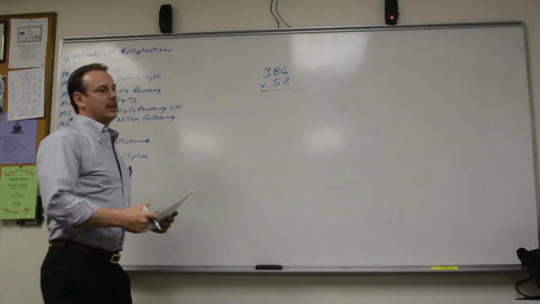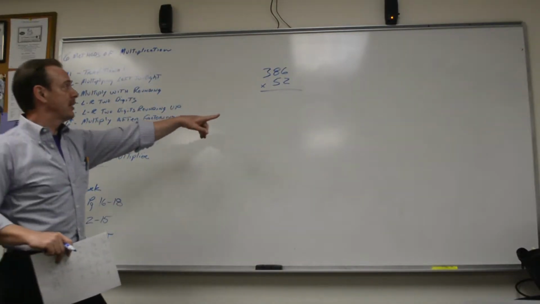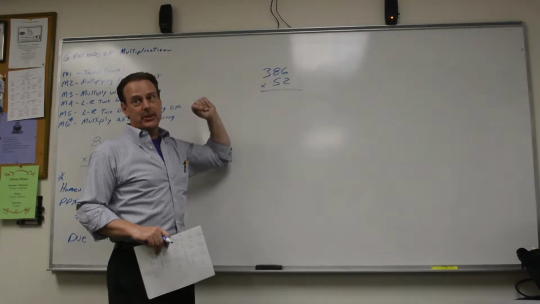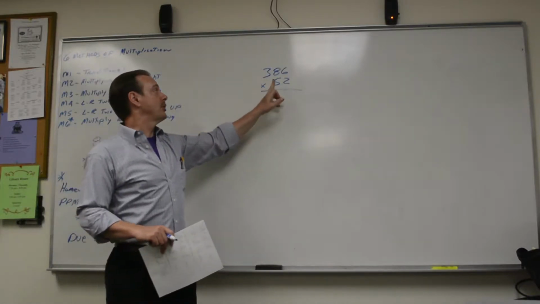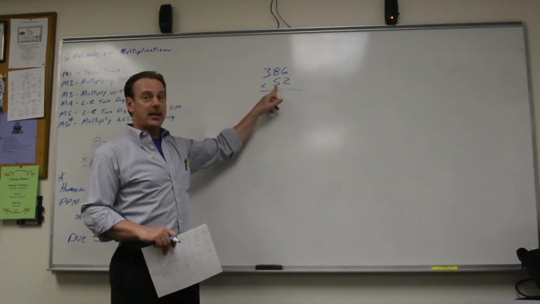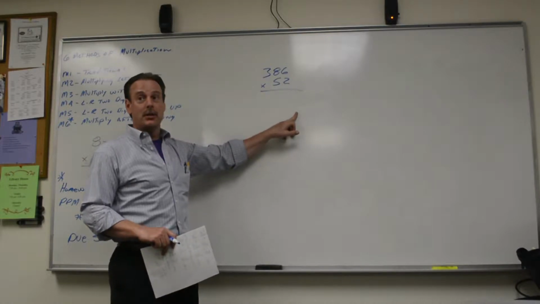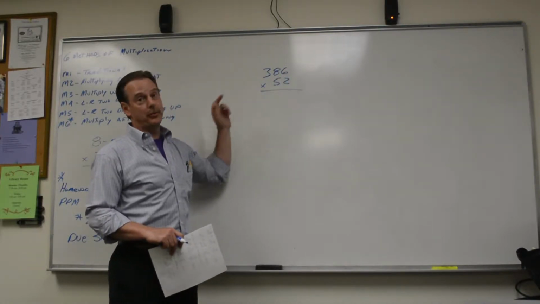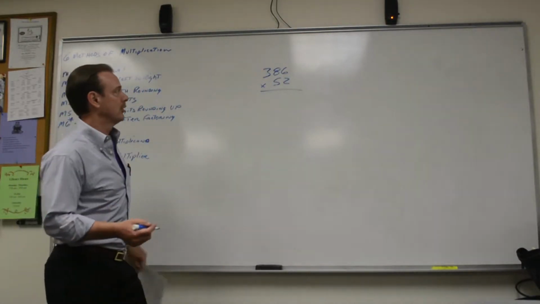All right. Traditionally, well, how do we do this? We take the 2, we multiply it by all 3 of these terms, right? Then we go to the 5. Now, since the 5 is the second term in, we put a 0 before we start multiplying the 5 by all 3 of these terms. So this is what it should look like.